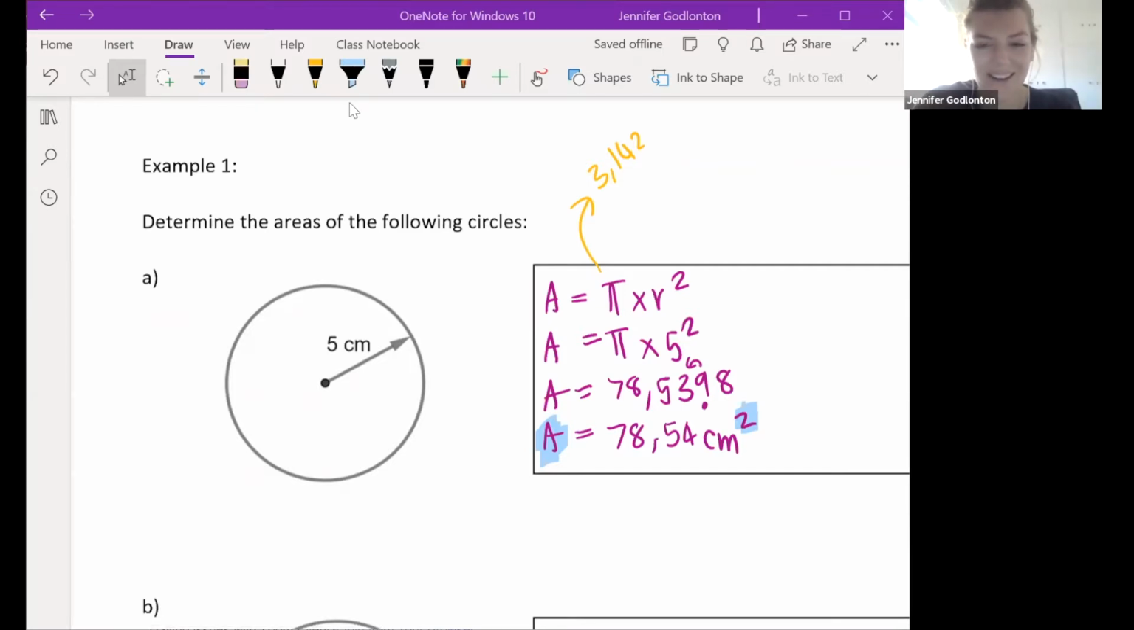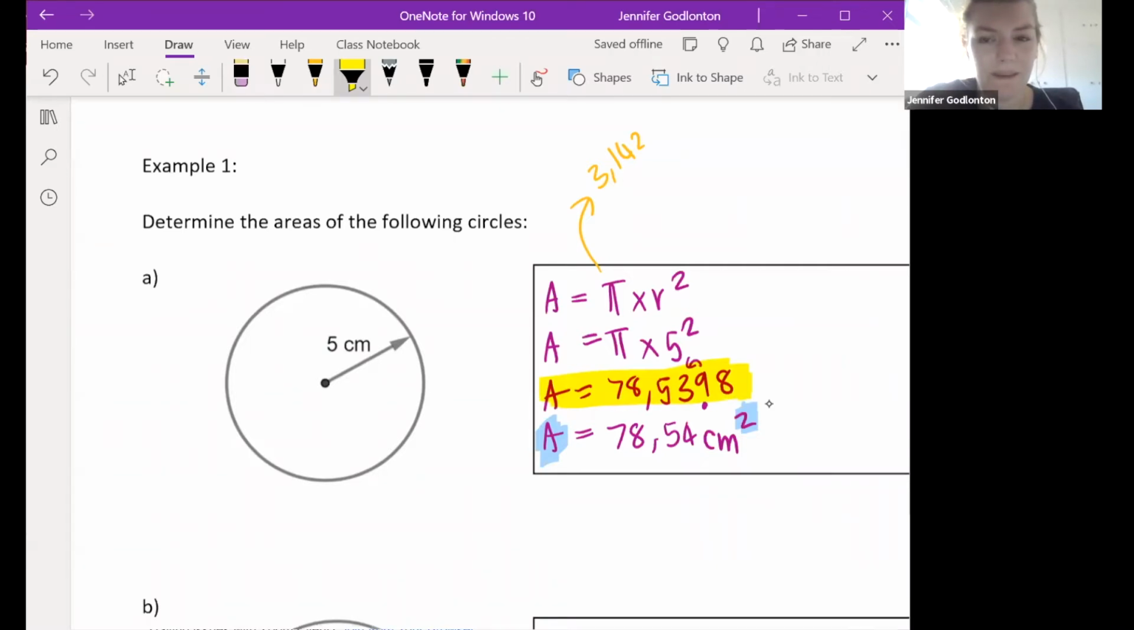Hello, ma'am. Hi, how can I help? I'm not understanding how you get the answer. The final answer? Yes. Okay, so what's happening when you're putting it into your calculator? What do you see on your calculator screen when you put it in? I see an answer which is 78.5398. Okay, that's this answer over here though. So that's the right answer.